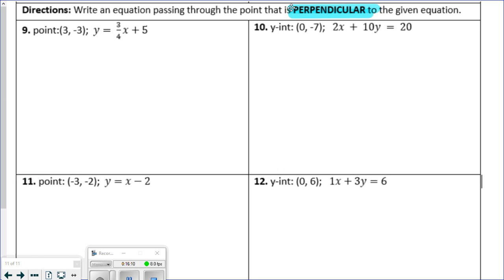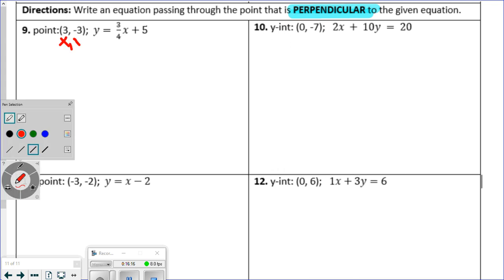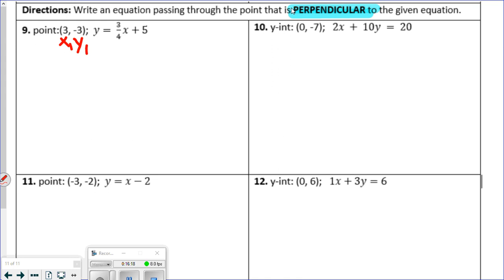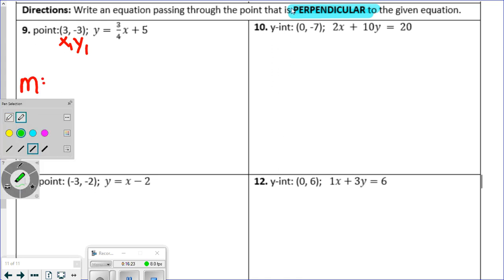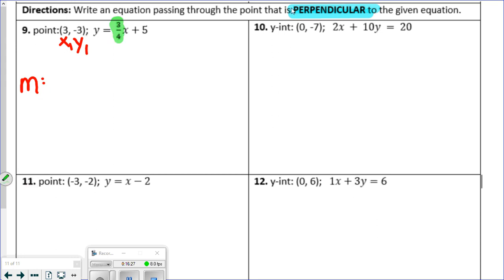Okay, so opposite reciprocals. So if this is my point x1, y1, my new slope has to be perpendicular to this slope. So opposite signs, flip your fraction and keep going. You have to write the equation. So finish questions 5 through 12. Let me know if you need help.